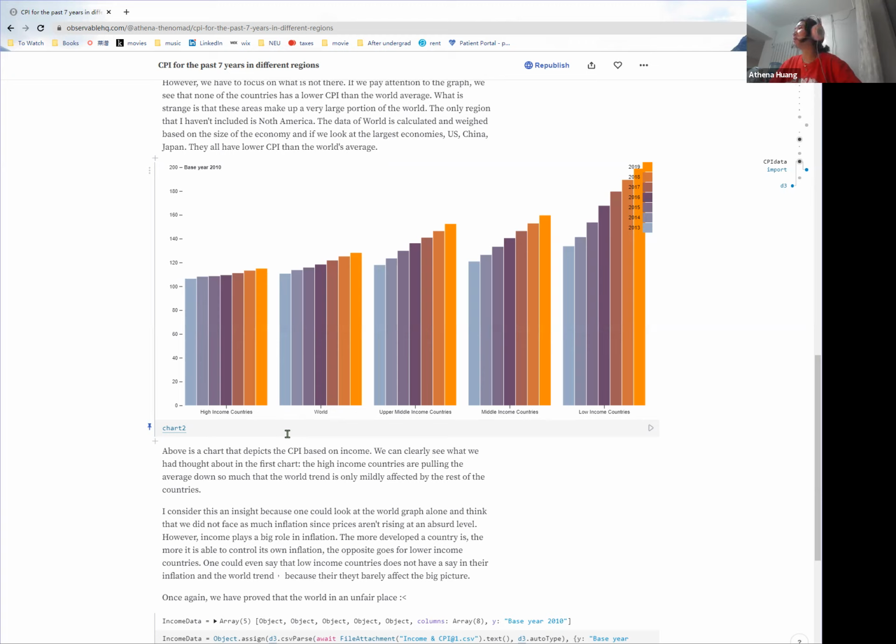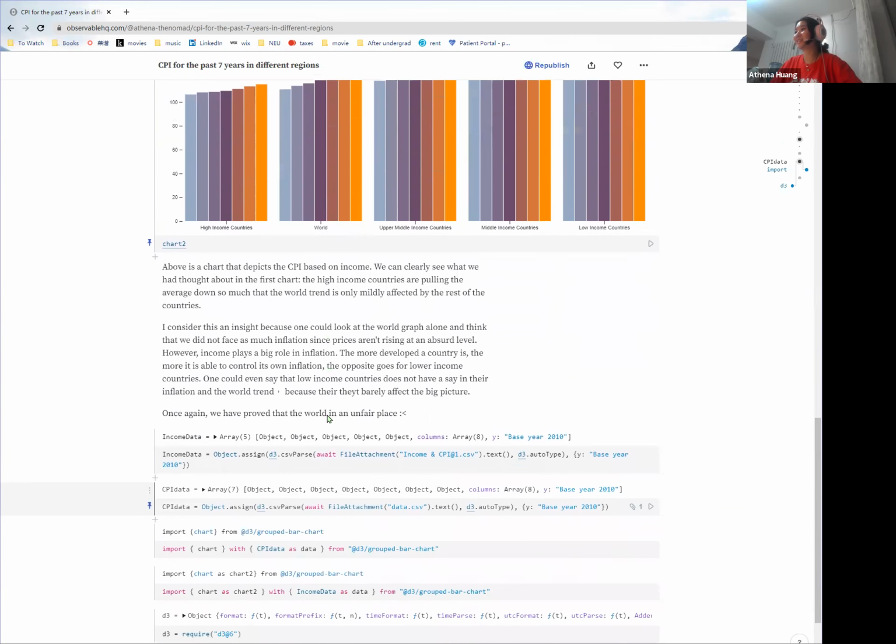Looking at how much the CPI has risen at 2019 is kind of crazy to see. You have three peaks here, but it only amounted to a little bit of a rise compared to the high income countries. So from this graph, we know that the rest of the countries have less of a say in terms of inflation or the ability to control their inflation, and that the high income countries have more of a say in what the world inflation is.